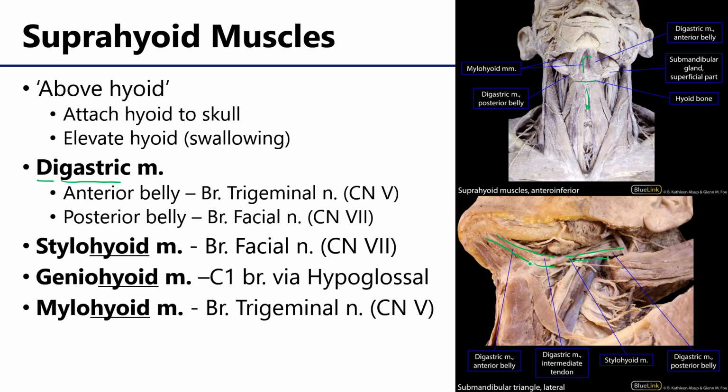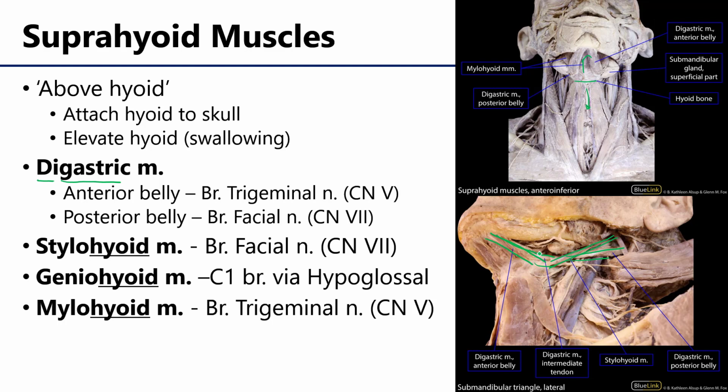Also innervated by the facial nerve is the stylohyoid muscle, that's going from the styloid process of the temporal bone to the hyoid, and that's found in close association with that intermediate tendon and posterior belly. We also have the geniohyoid, which we can't see here, but is deep to the mylohyoid. Genio means chin, to the hyoid bone. That's innervated by branches of the C1 spinal nerve that hitchhike along with the hypoglossal nerve.